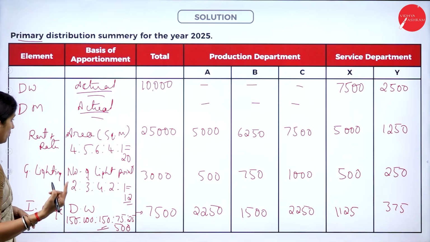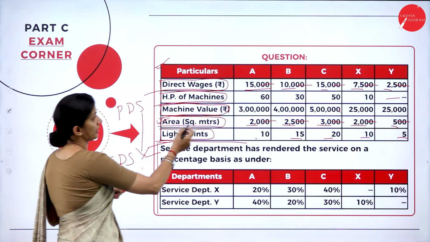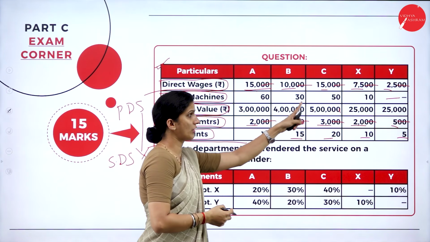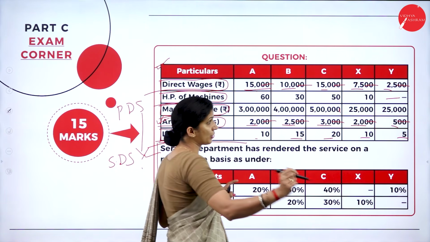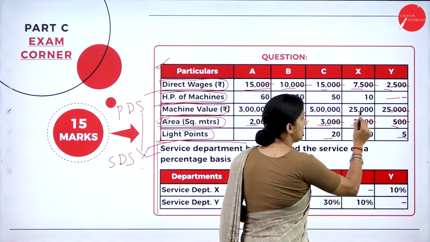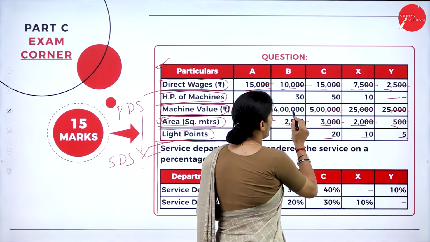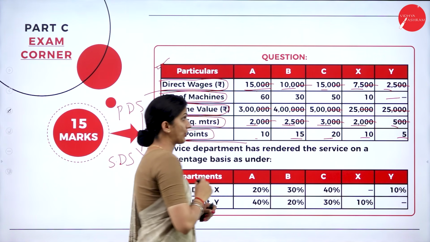So what is the ratio? Value of machinery. So here we have 3 lakh, 4 lakh, 5 lakh, 25,000 and 25,000. Now we'll cancel the zeros so that we can simplify the ratio. So 3 zeros cancel here, all the ratio, 3 zeros cancelled.